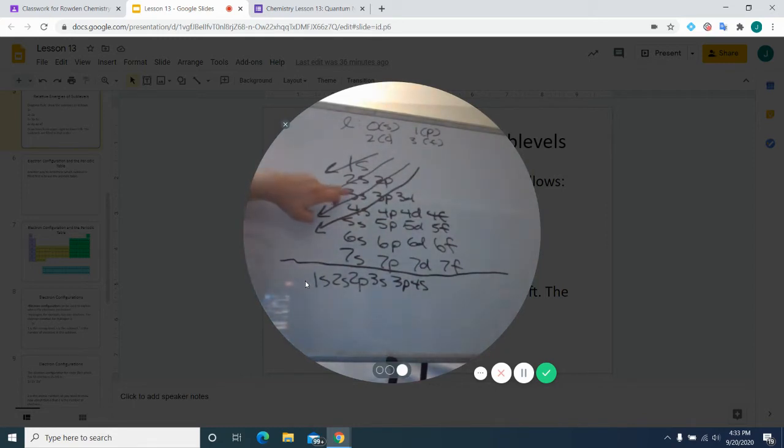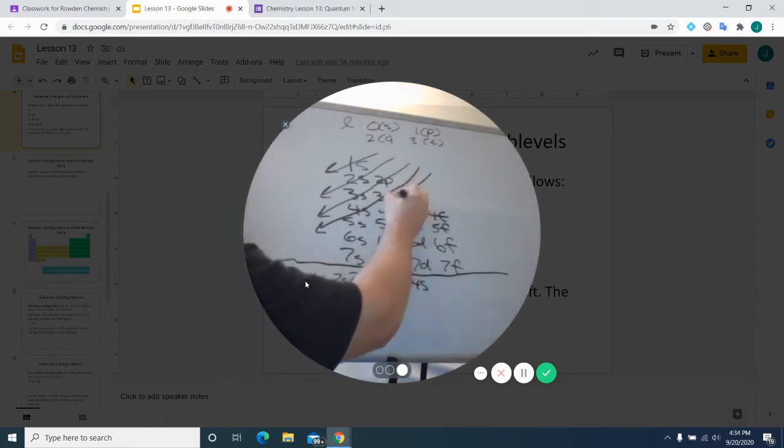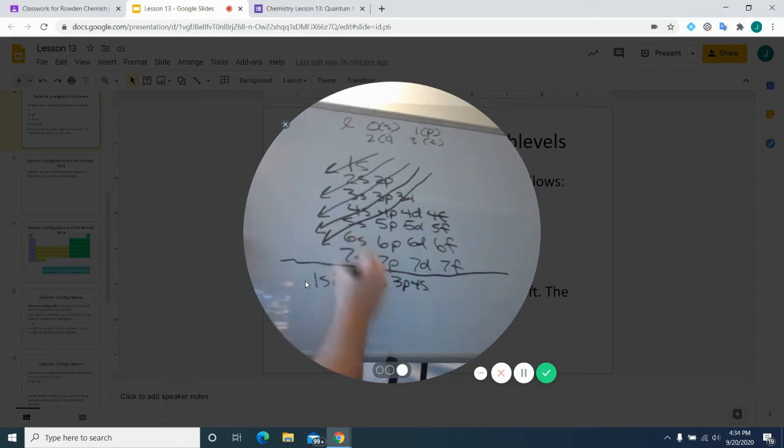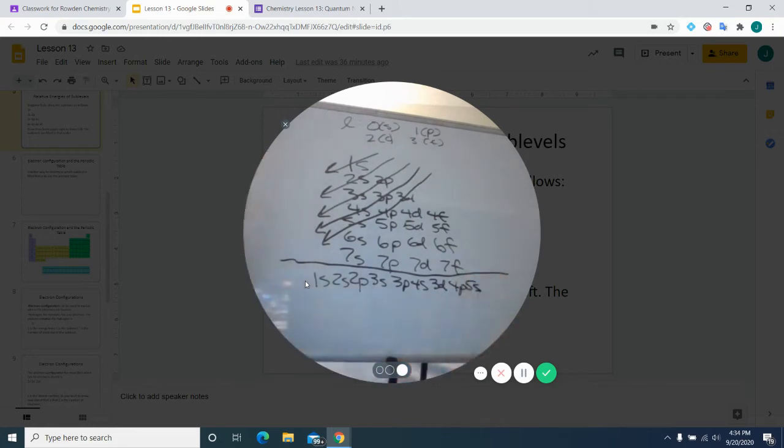3 can only have S, P, and D. Okay, so we should still do 3D, but we fill up 4S before we do 3D. So when we're right here, it's going to be 3D, 4P, 5S. You see that order? And it's a weird order.